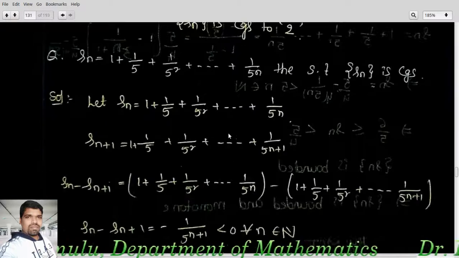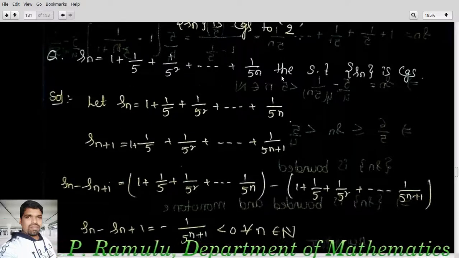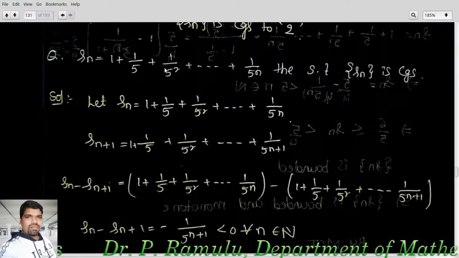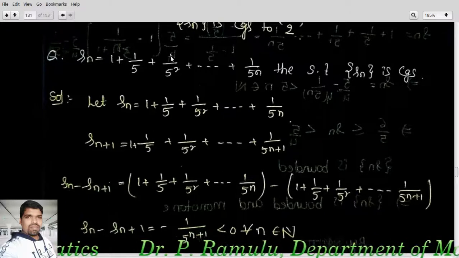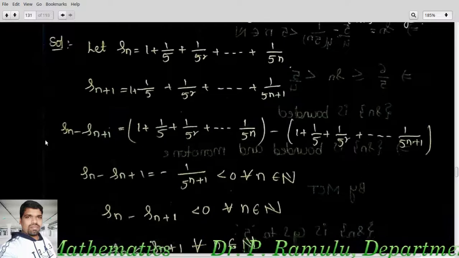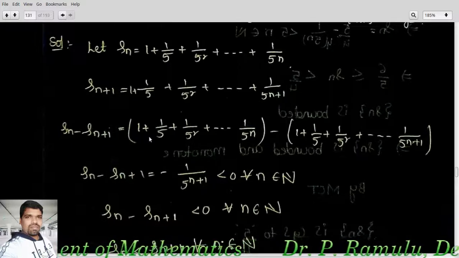Question. Sn is equal to 1 plus 1 by 5 plus 1 by 5 square plus ... plus 1 by 5 to the power n. Then show that Sn converges. Similarly, in place of 2, here we have only 5. I am quickly explaining. Let Sn equal to this, Sn plus 1 equal to this term, and consider Sn minus Sn plus 1.